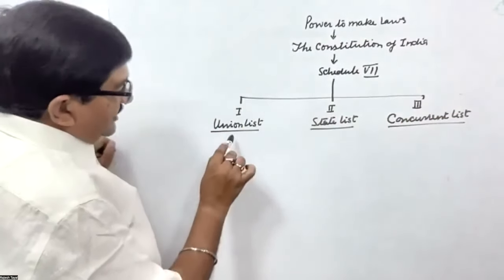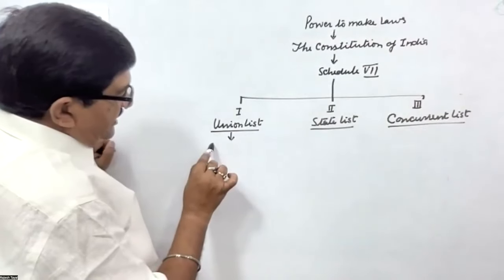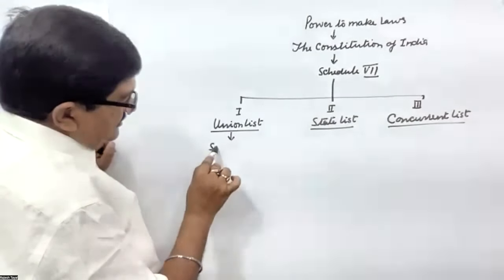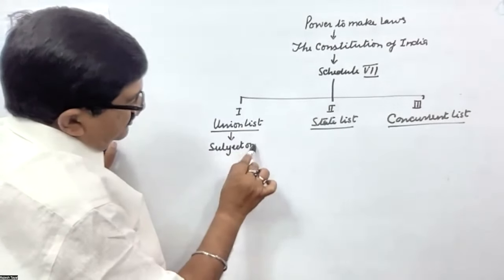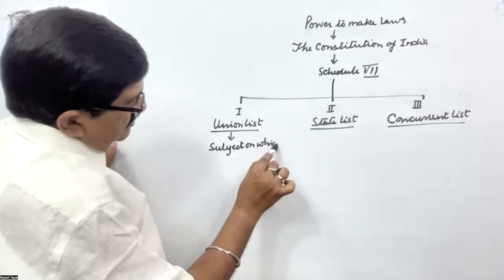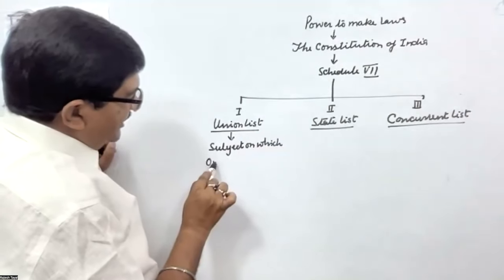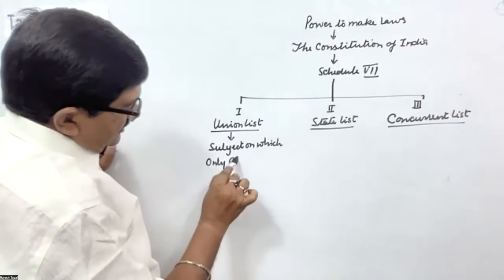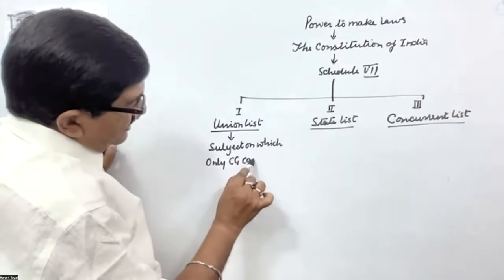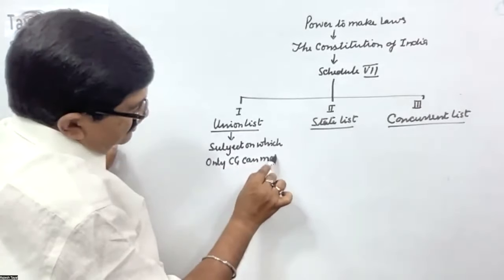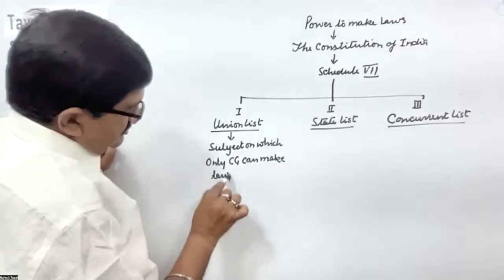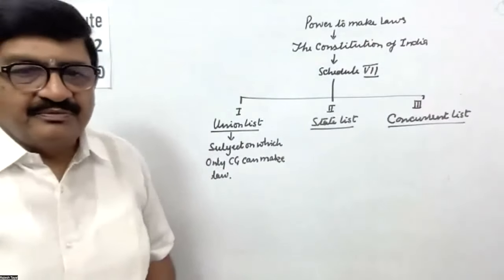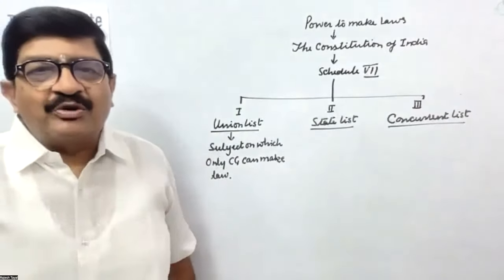In List number 1, the list is of subjects on which only the central government can make law.